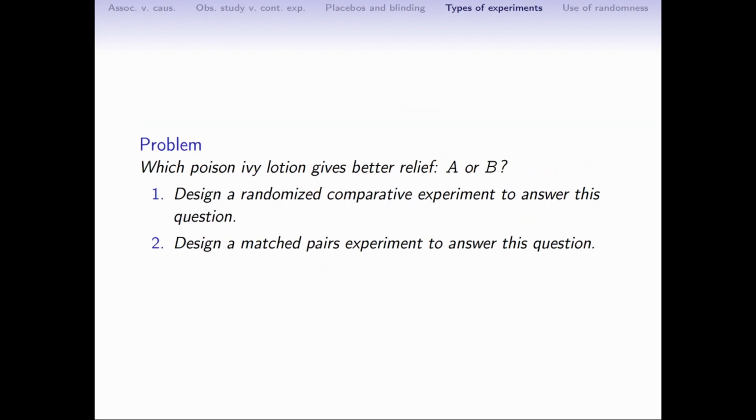So imagine you're looking at two different types of poison ivy lotion, and you're trying to see which one gives better relief from poison ivy. Let's just say that the lotions are labeled A and B. Design a randomized comparative experiment to answer this question, and design a matched pairs experiment to answer this question. Hopefully by the time we are finished looking at these two examples, we'll see the difference between these kinds of experiments.